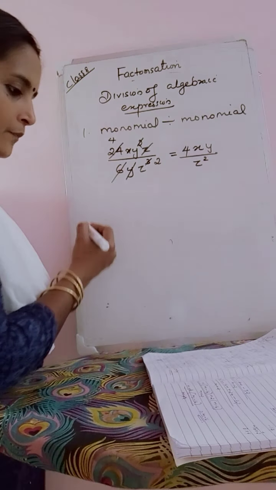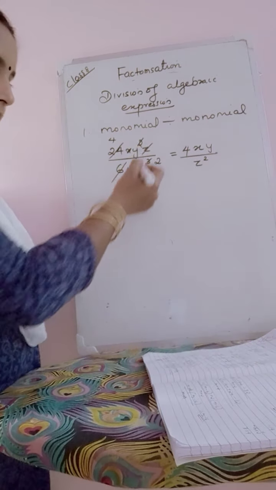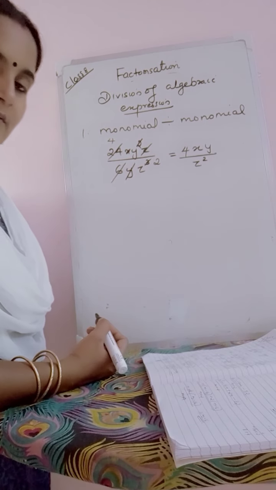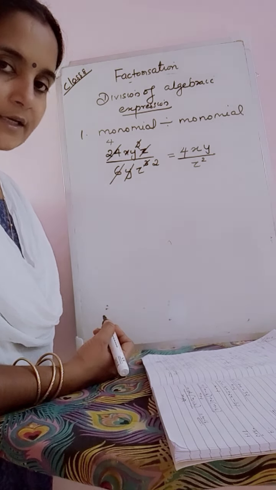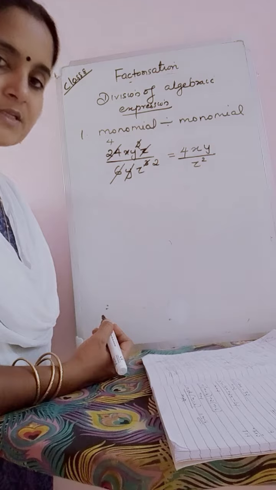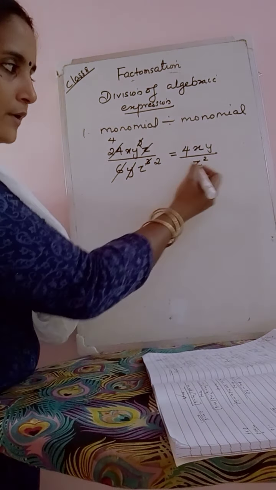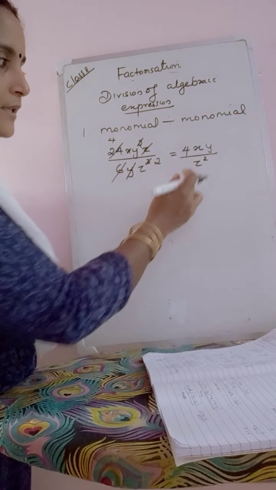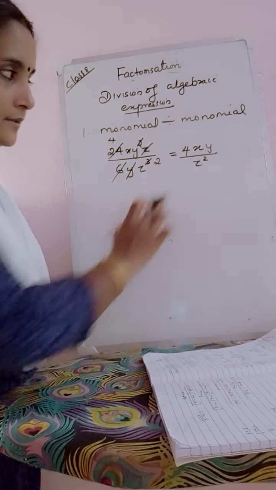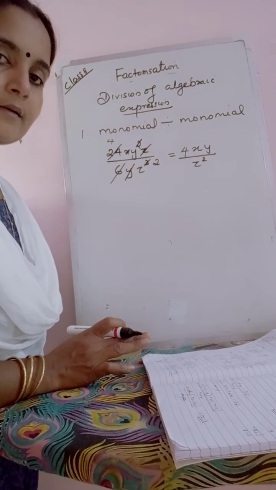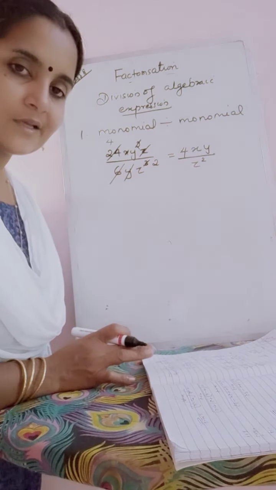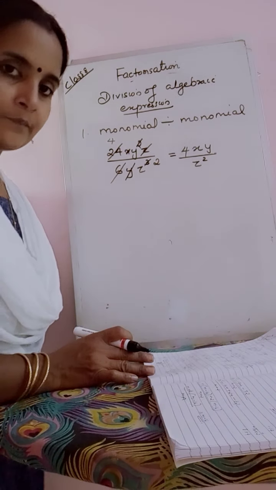Did you understand this one? Monomial by monomial, we can cancel the common terms, and if we have common variables, we can cancel them. Common numbers also we can cancel. Then you write the final answer. In the final answer, there are no common numbers or variables in the numerator and denominator.